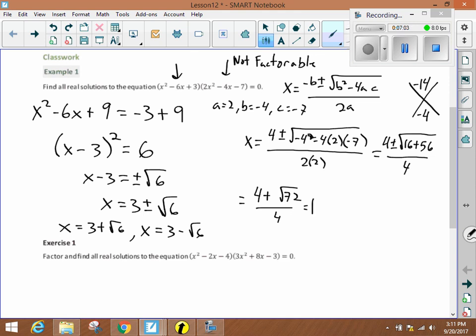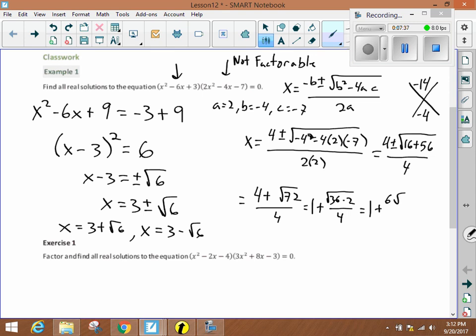4 over 4 is 1, plus, is 72 divisible by something that has a square root? Yes. You might say 9 right away, but I'll tell you there's a bigger one. It's 36. So that's the square root of 36 times 2 over 4. Just working this up. The square root right here. You can see why I love completing the square. It's less work.